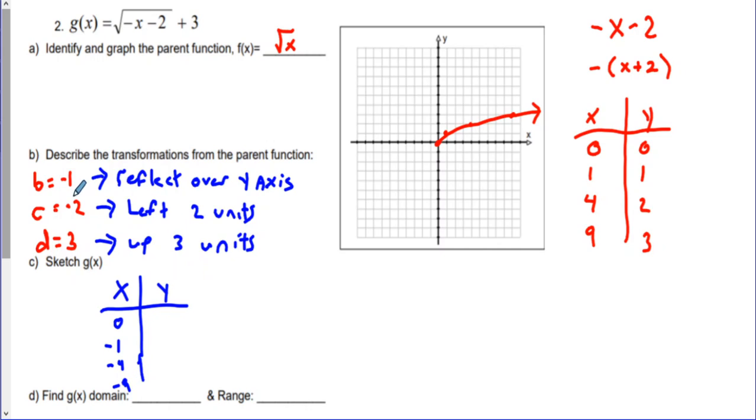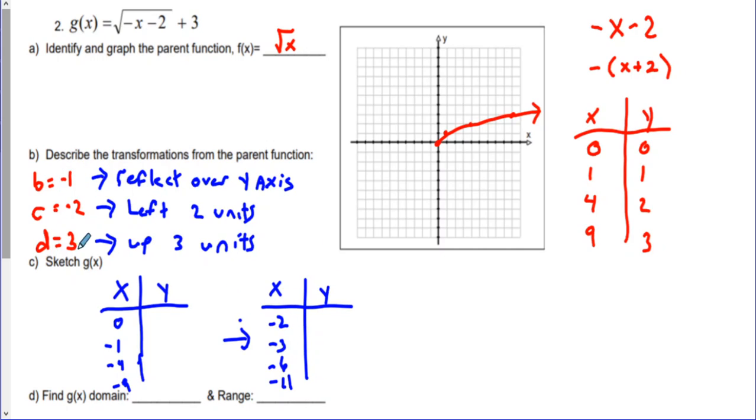And then I also need to, I'm just going to make a whole new table for this. I need to change by adding the c value, so adding -2 to all of these numbers. So that's going to make my new table -2, -3, -6, and -11. So that's my new, after I did b by multiplying and then c by adding, I end up here.